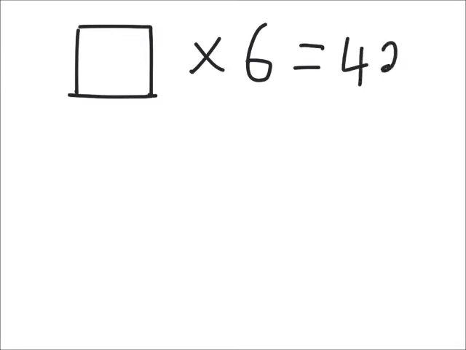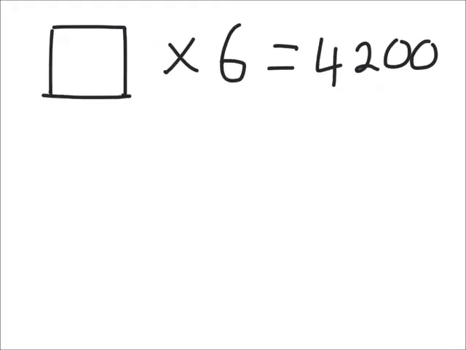Mystery number multiplied by, what shall we say this time, multiplied by 6. Mystery number multiplied by 6 gives us an answer of 4,200. We're up into the thousands now. We can cope with that.